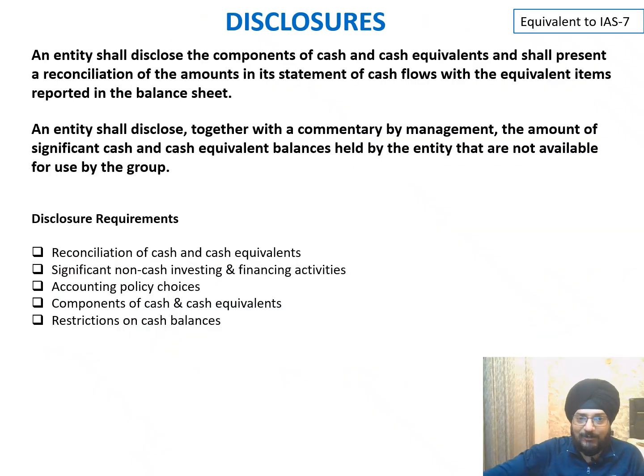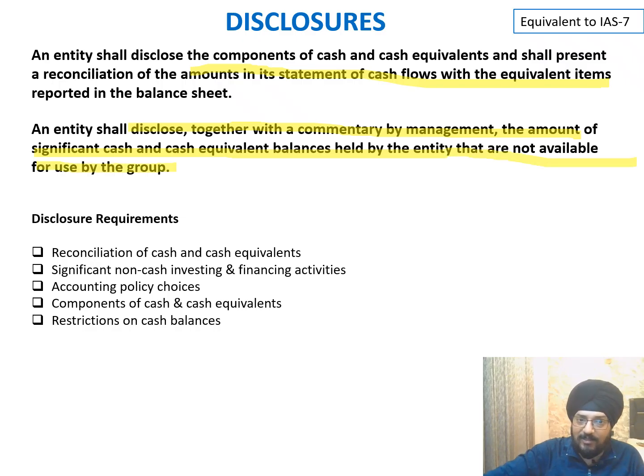Okay, so we'll come to largely the last slide, and then we have one more slide showing the differences between IND AS and the International Accounting Standard. So disclosures, what are disclosures? Some disclosures that we have to show here. An entity shall disclose the components of cash and cash equivalent and shall present the reconciliation of the amount in the statement of cash flow with the equivalent item reported in the balance sheet. An entity shall disclose, together with a commentary by the management, the amount of significant cash and cash equivalent balances held by the entity that are not available for use.